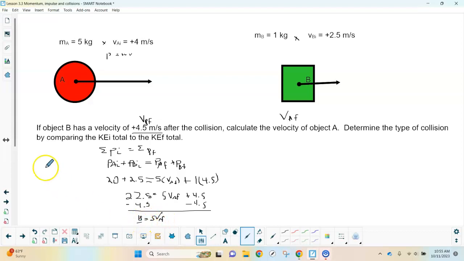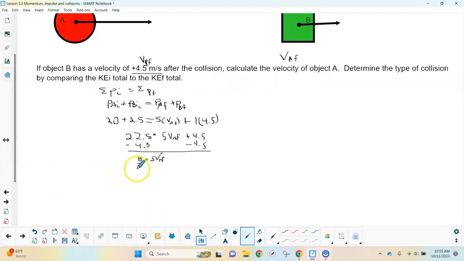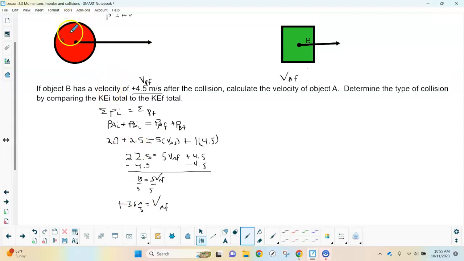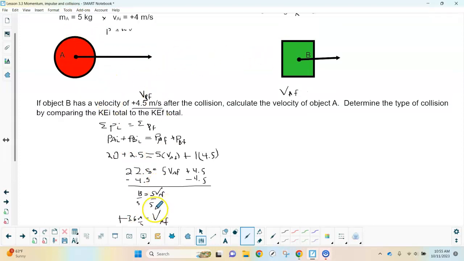I'm running out of space, so let me scroll down. Divide through by 5. And you get VAF, which is the velocity of A after the collision, which is what we're asked to solve for in this problem, is a positive 3.6. So 3.6 meters per second. So if you think about this, object A runs into B. It's going to slow down, but it keeps moving to the right, and then B speeds up. So that's the idea. That's what should happen.